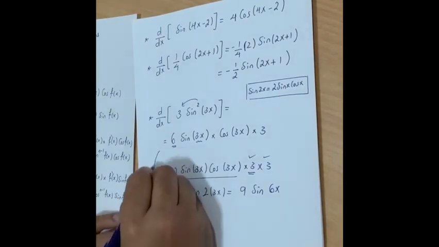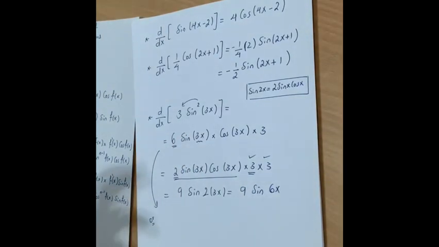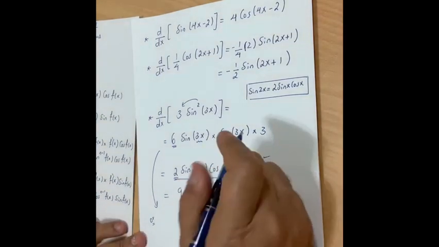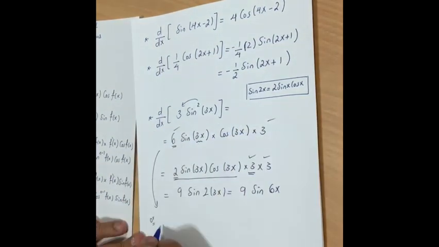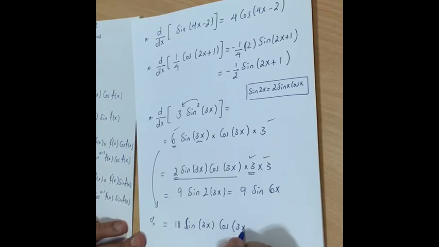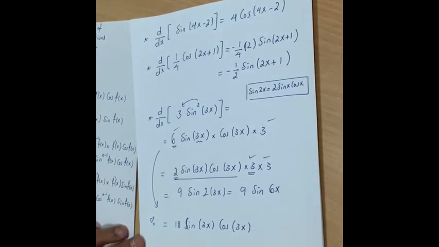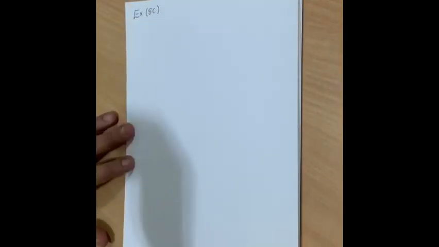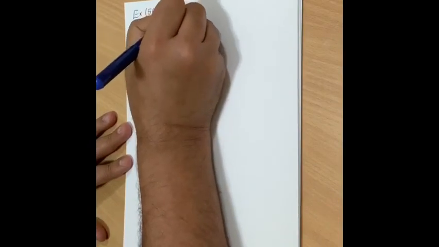Or directly from this step, without simplifying in terms of sine of the double angle, you just multiply 3 by 6, which is equal to 18 sine of 3x cosine of 3x, and that's it. Now exercise 5c from the textbook.